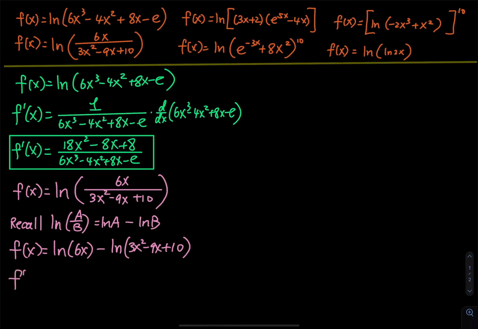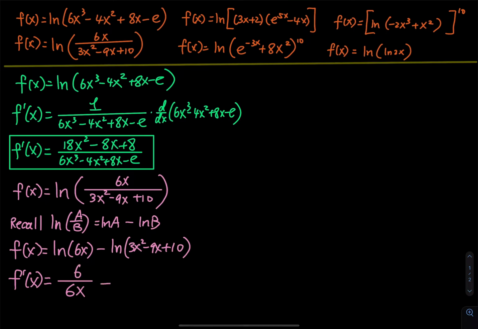So f prime of x. We have 1 divided by 6x, right? So this is 1 divided by 6x, and then the top is supposed to be a 1. And then am I missing anything? You have to take the derivative of 6x. Therefore, the derivative of 6x is equal to 6. And then instead of writing 1, we will put a 6 on top.